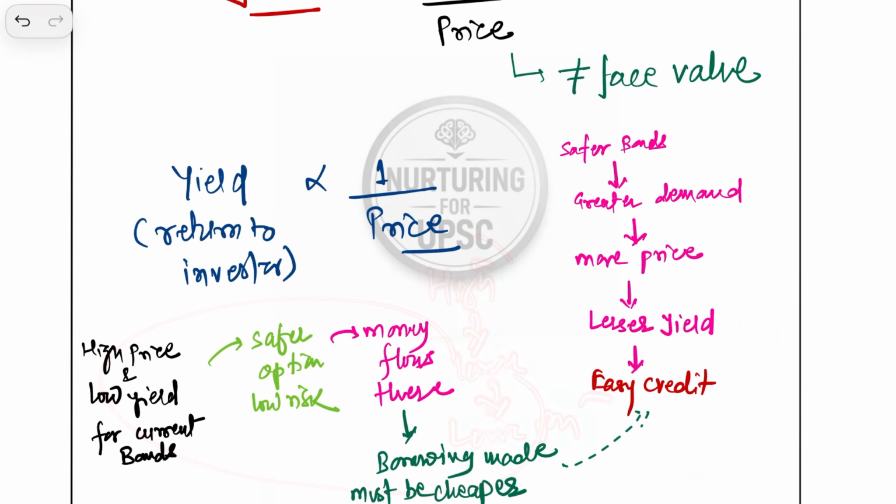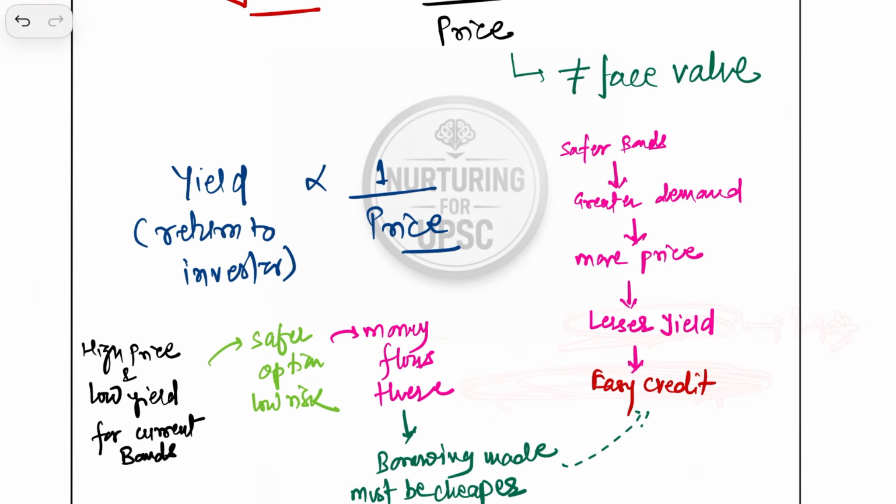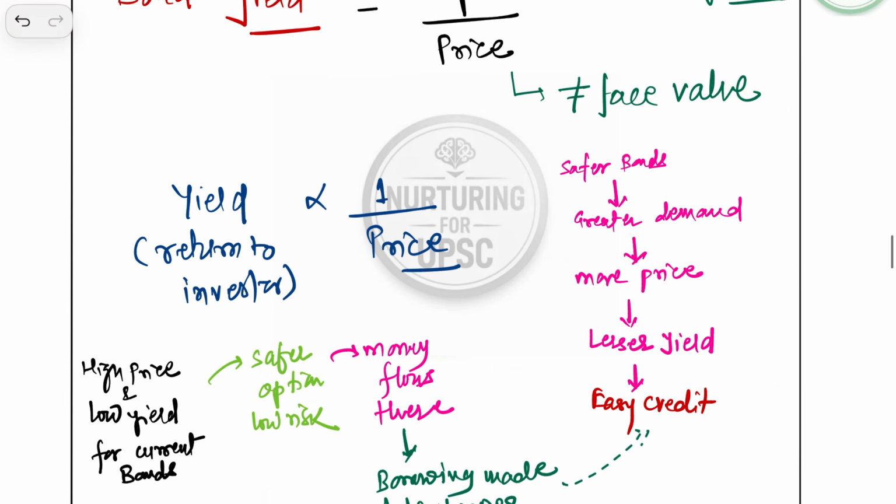So that's how the borrowing must be made cheaper if there is a high price and low yield. Similar is the case with like lesser yield would mean that there is a lesser return on interest, and that would mean that there is an easy availability of credit, क्योंकि कोई और एवेन्यूज बनेंगे ही नहीं. स्पेकुलेटिव वैल्यू ऑफ मनी जो रहेगी वो ऐसे रहेगी. ये कॉन्सेप्ट बहुत इंपॉर्टेंट है.